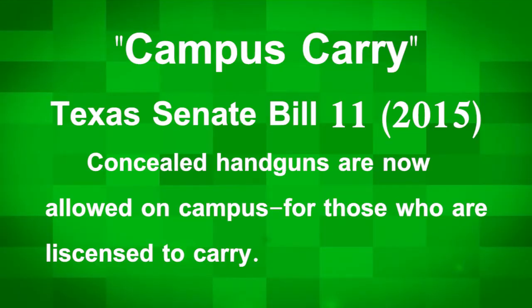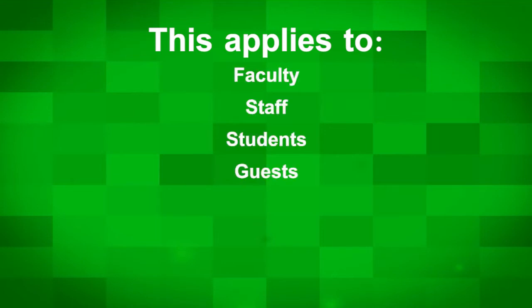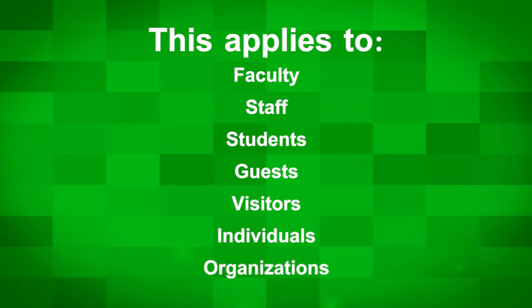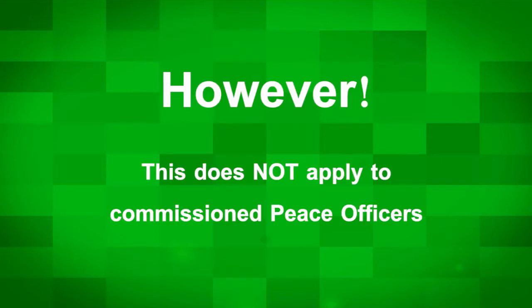Texas Senate Bill 11, 2015, also known as Campus Carry, allows the possession of concealed handguns on campus by individuals who are licensed to carry. This applies to all faculty, staff, students, guests, visitors, individuals, and organizations doing business on behalf of the university on the campus premises. However, this does not apply to commissioned peace officers.